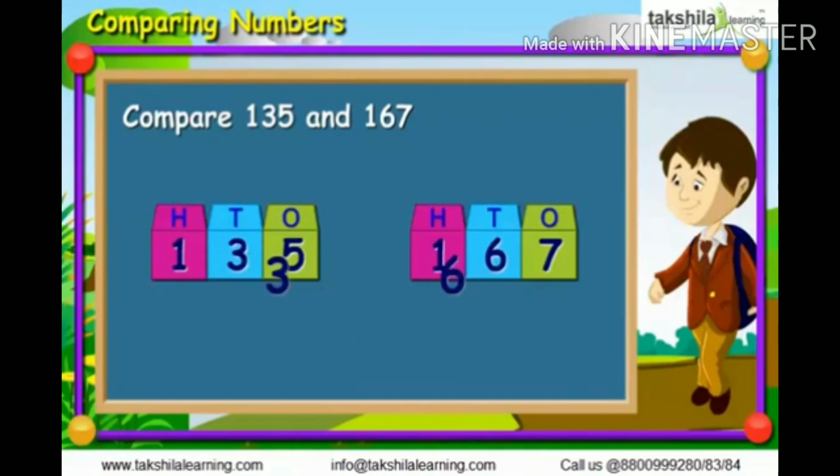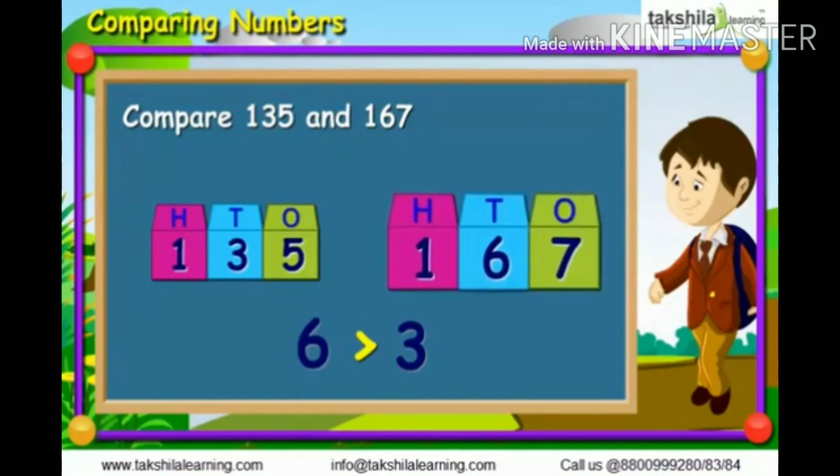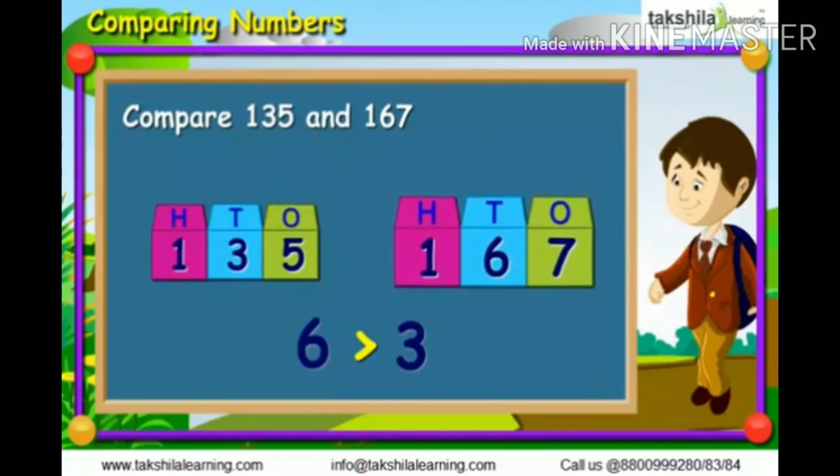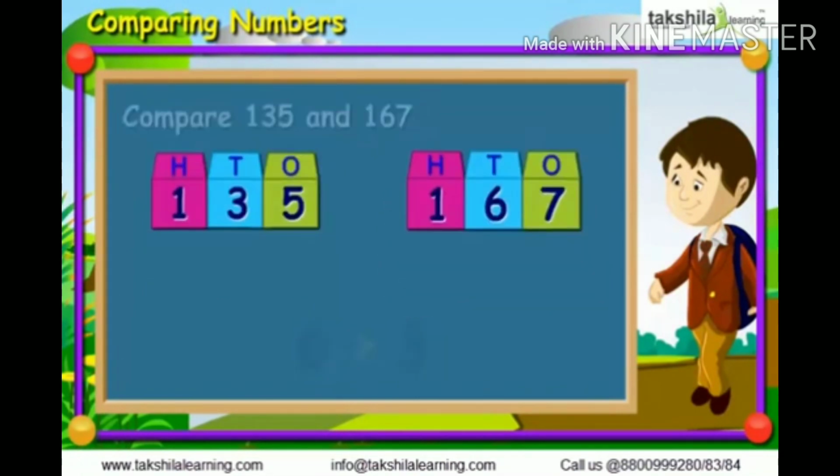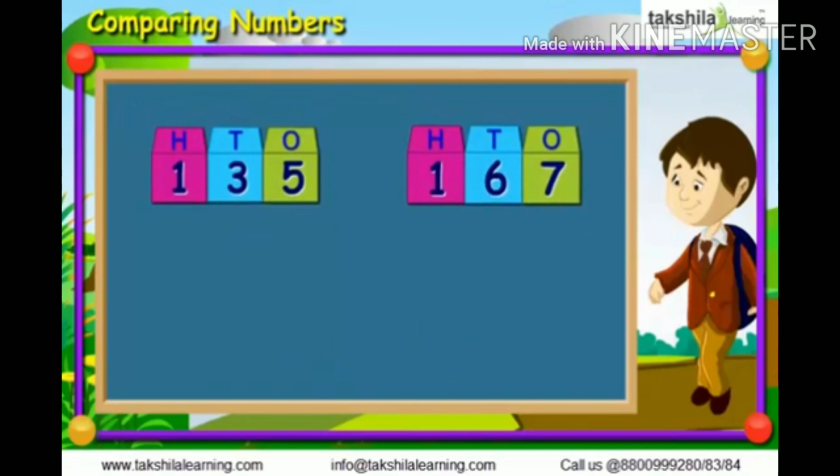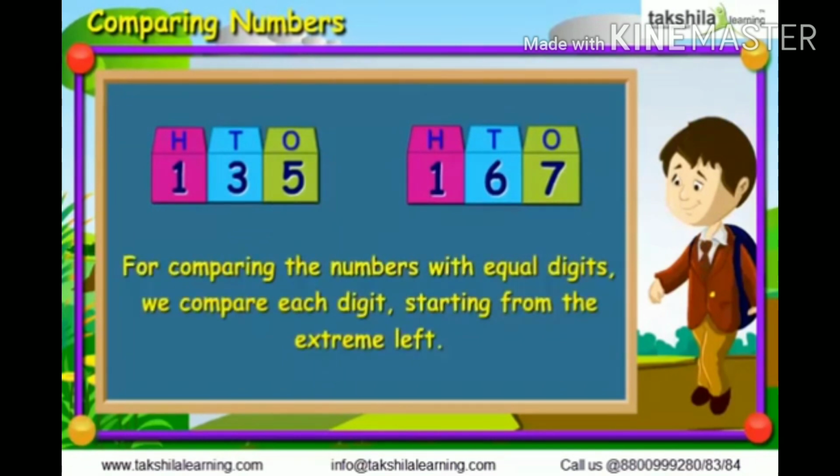So we move on to the next digit. On comparing the digits in the tens place, we find that 6 is more than 3. Hence, 167 is greater than 135. Hence, the rule becomes, for comparing the numbers with equal digits, we compare each digit starting from the extreme left.